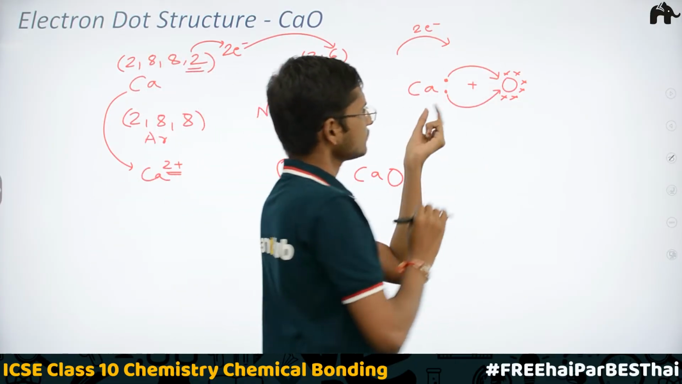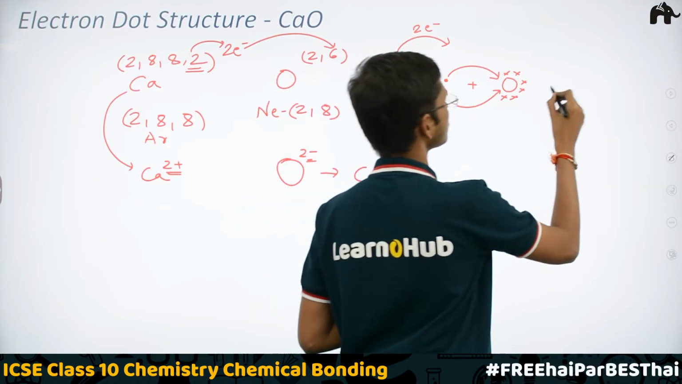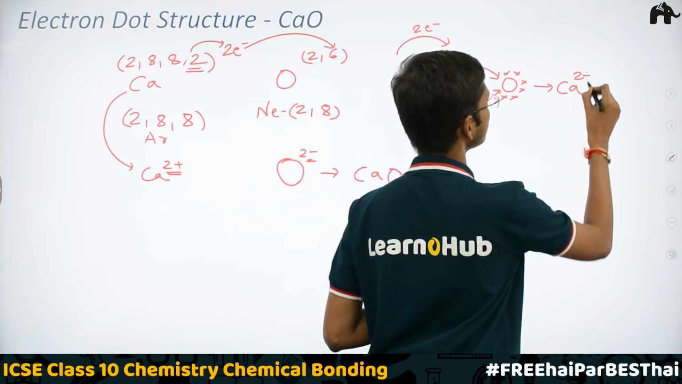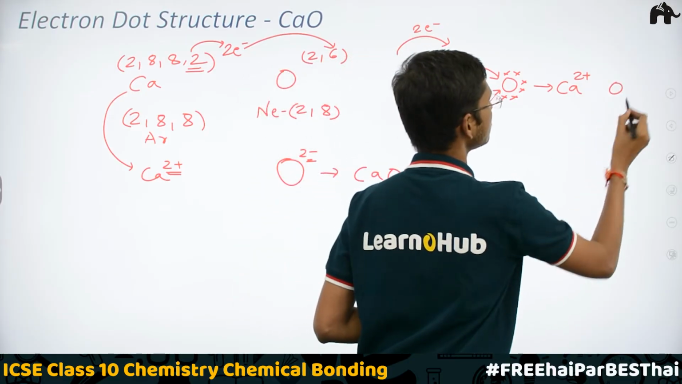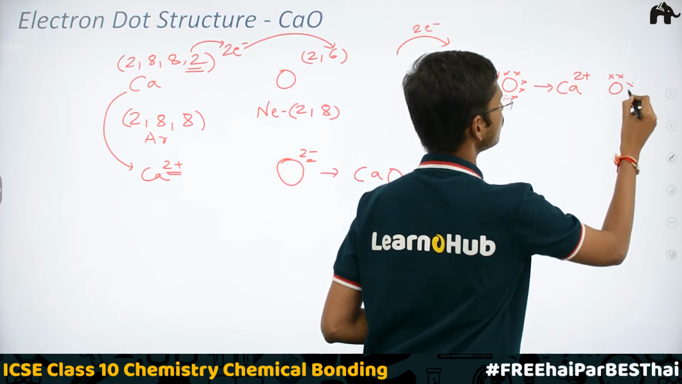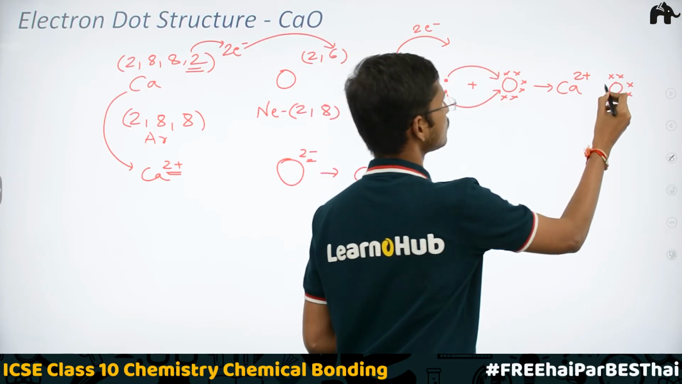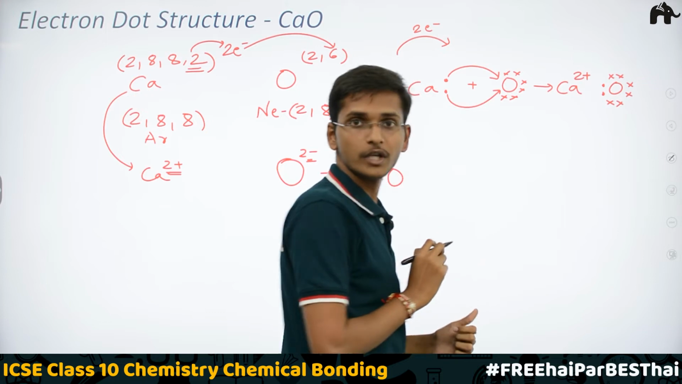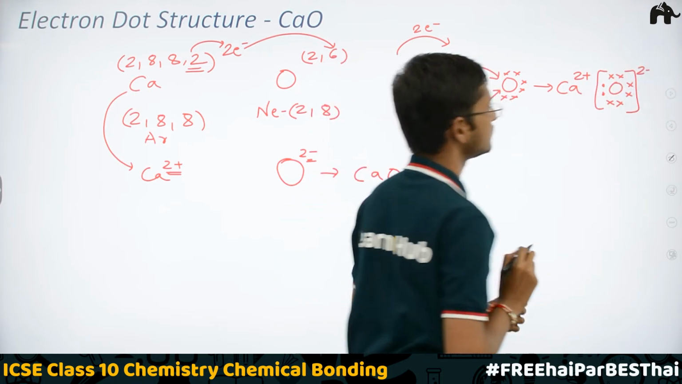Now these 2 arrows are showing these 2 electrons are being accepted by oxygen. What is happening next? Calcium would become Ca2 plus after losing 2 electrons, right? Oxygen would become 2 minus, okay, O2 minus ion, oxide ion. So these 2 electrons are here. Okay, now I would just put it in the bracket, in this way.